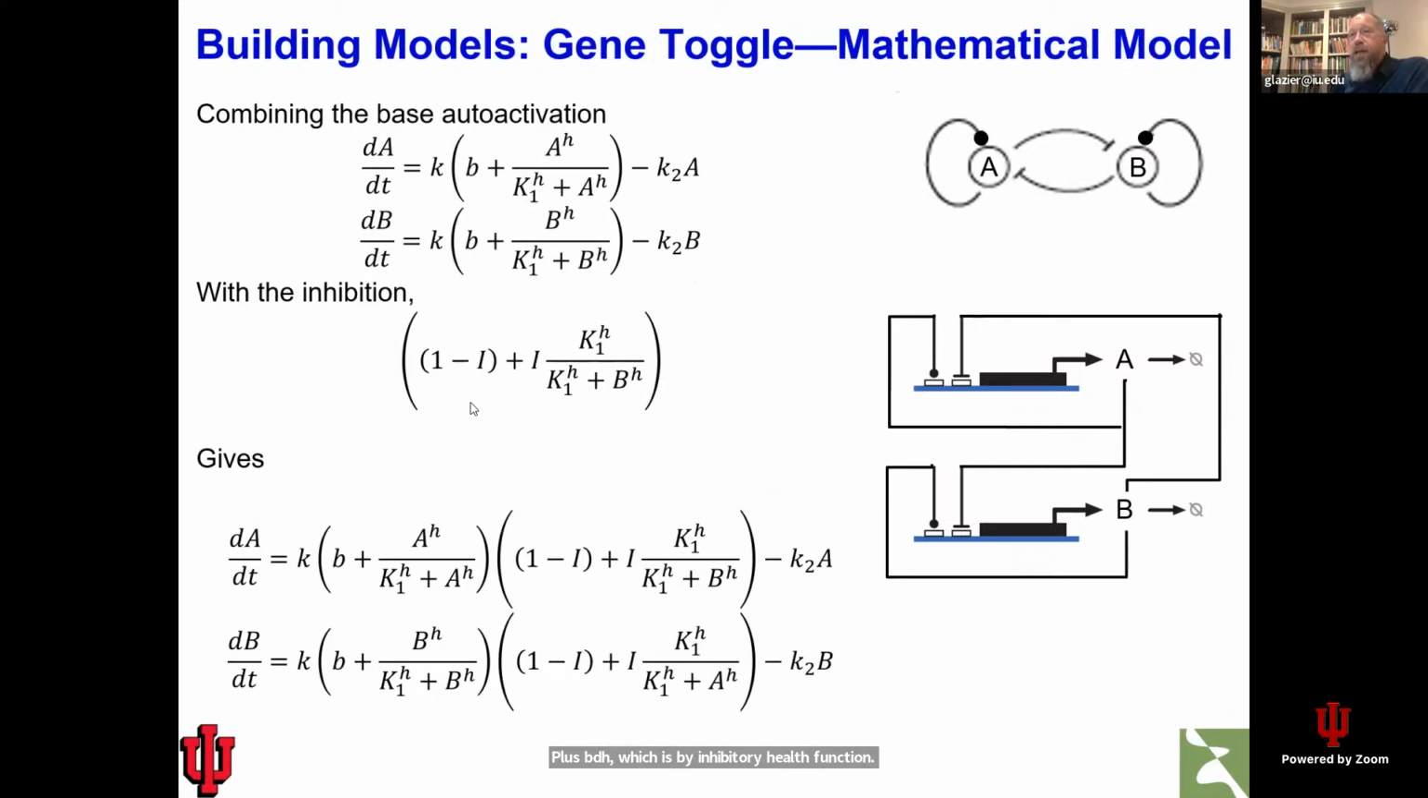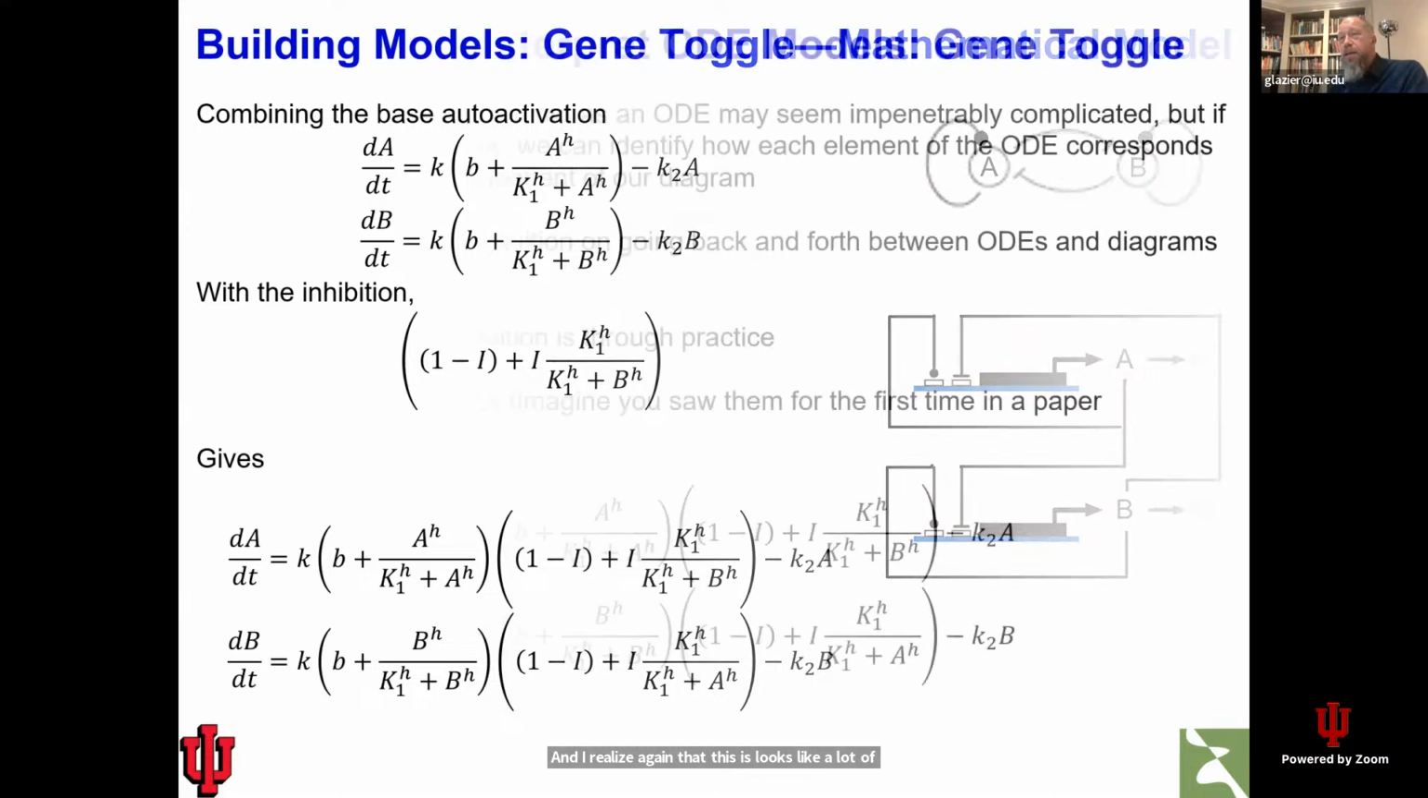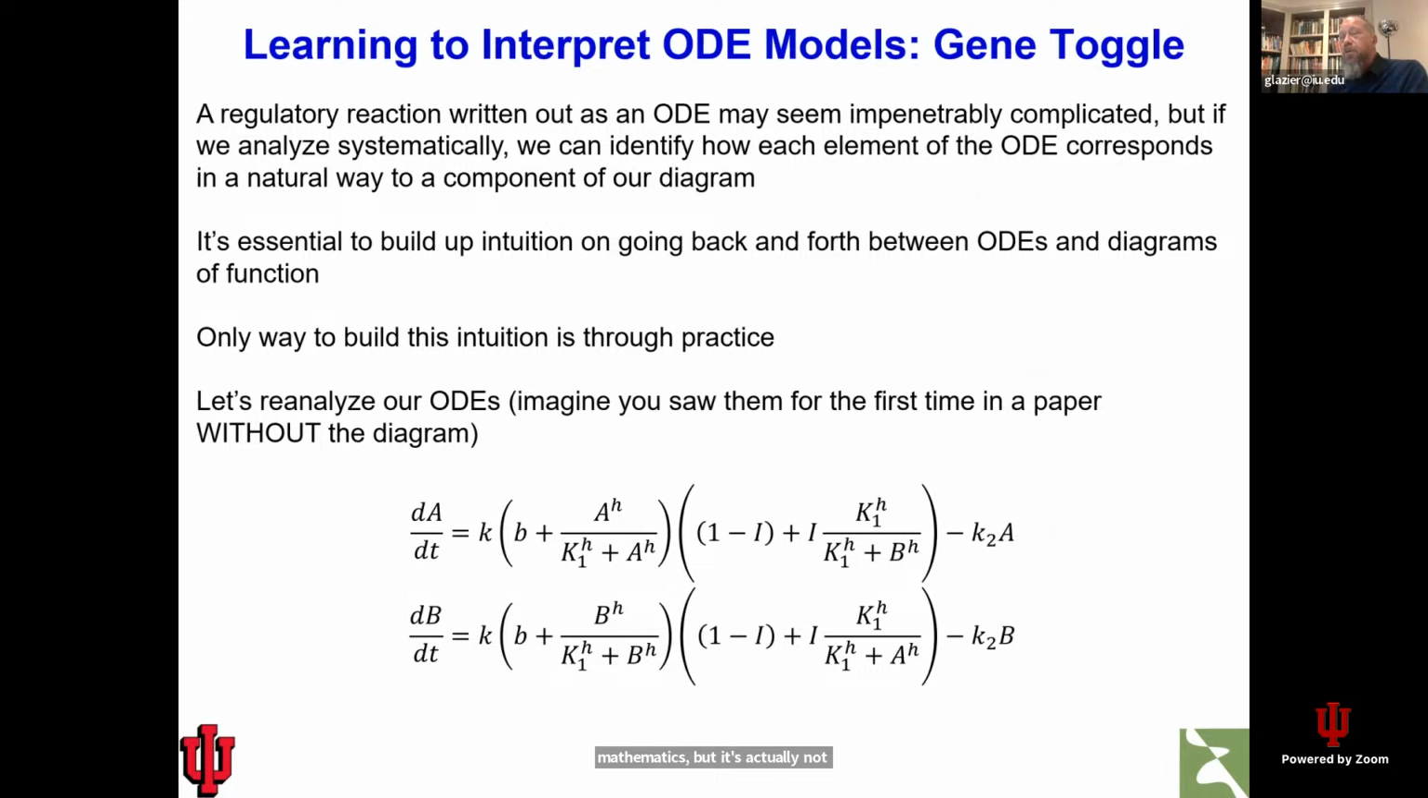And I've asserted an AND form. So all I'm going to do is multiply the activating term here by the inhibitory term. So I wind up with something that looks like this. And I realize again that this looks like a lot of mathematics, but it's actually not bad to analyze it. Now we built it, and when you build it in steps in a systematic way.